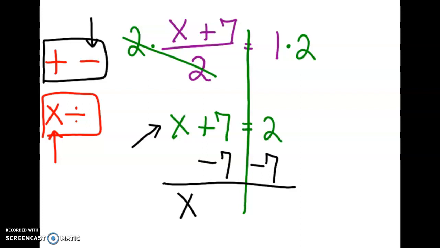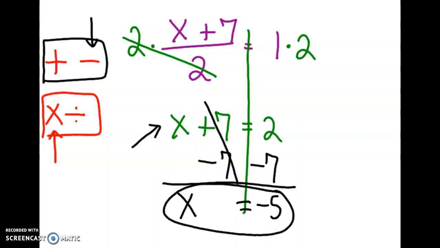So x comes down. 7 minus 7 is 0. It's gone. Equals 2 minus 7, which is negative 5. I know I'm done because x is isolated. All right, so those are two wonderful examples of how to solve a two-step equation.